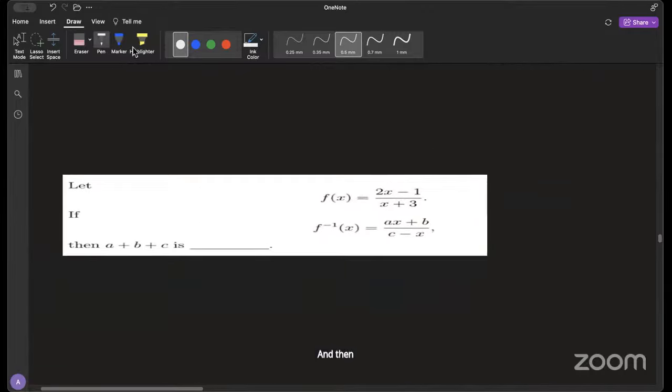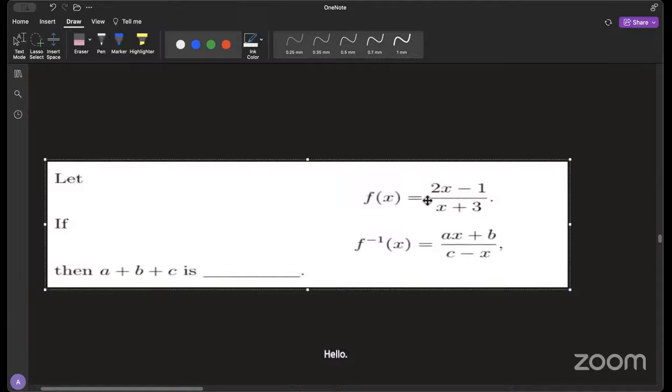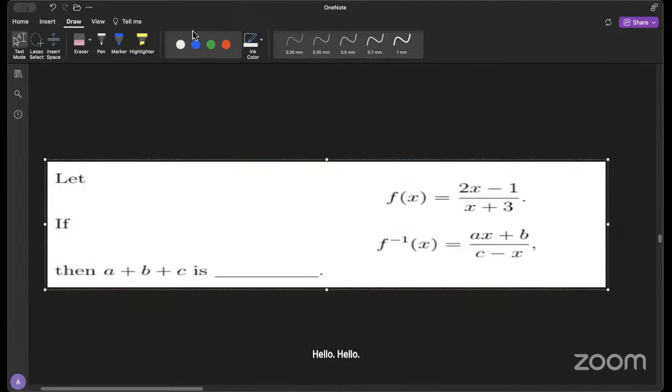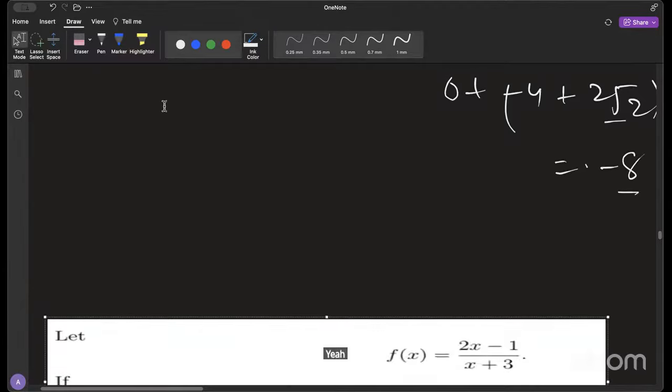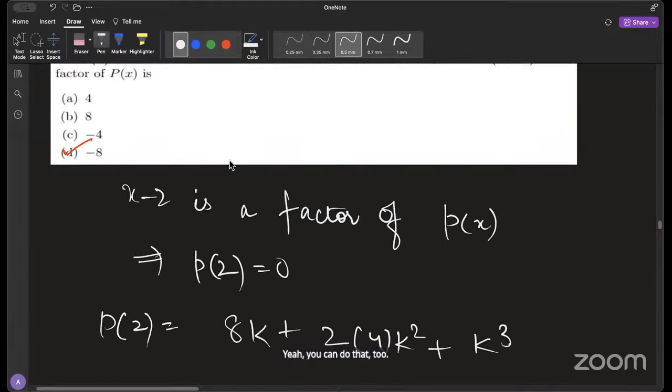And then next up, finally, I think we have this question. Hello, hello. We have a doubt. Yes. But we can't directly use minus b by a as the sum of roots. Yeah, you can do that too.